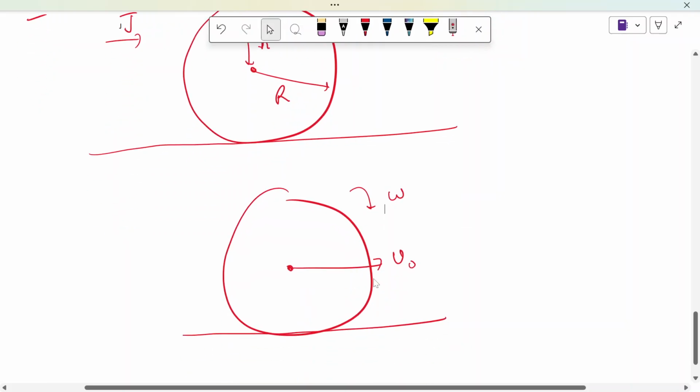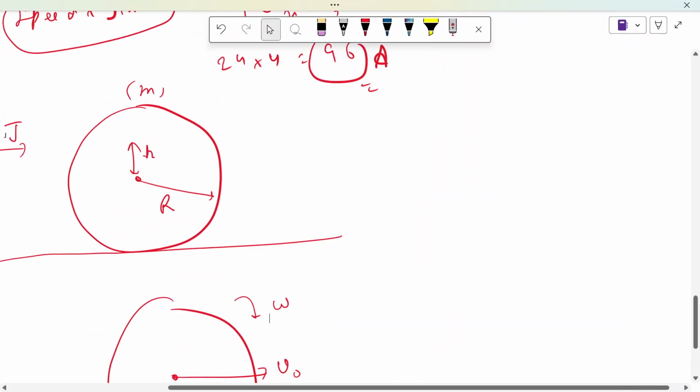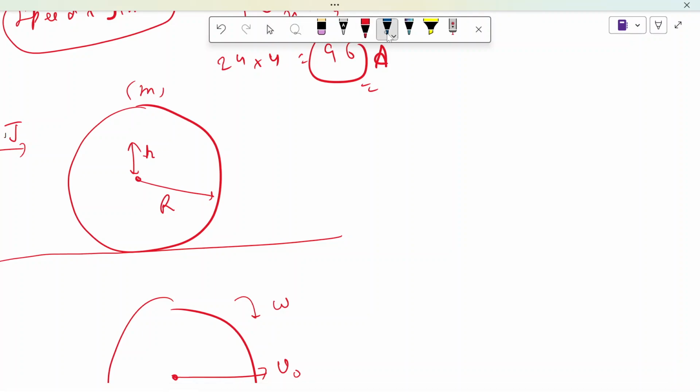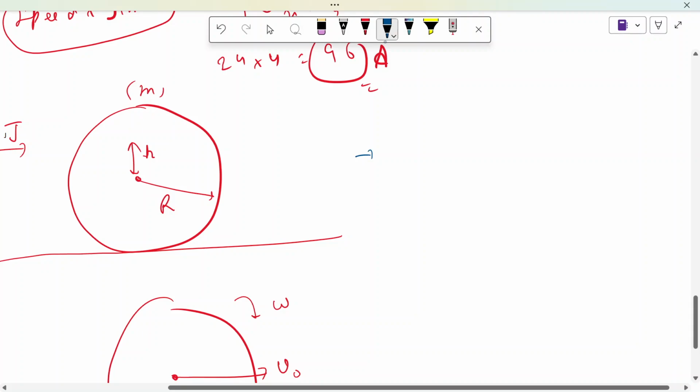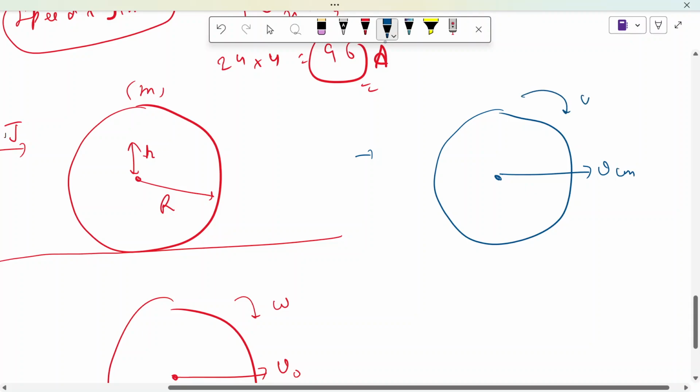So in the question, we can calculate these kinds of things as well. It is provided that the shell starts pure rolling after some time. Let's say its center of mass acquires a velocity of vcm, and that is omega r. What we have to calculate is the value of h, and the energy dissipated in this total journey.